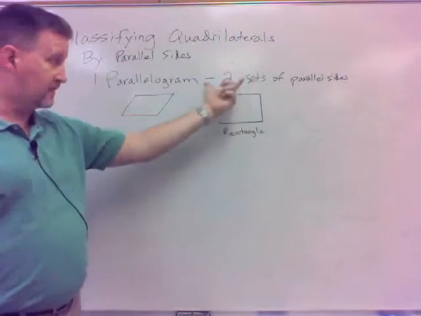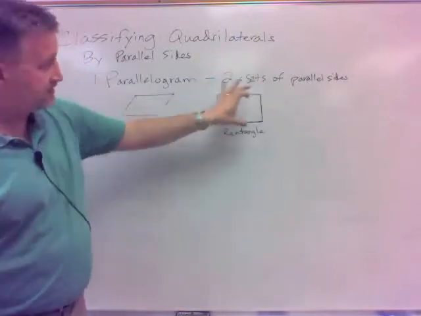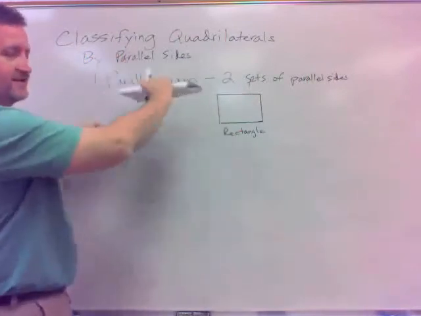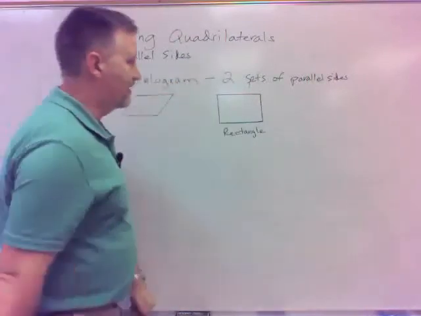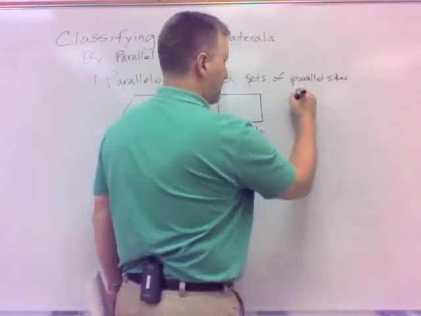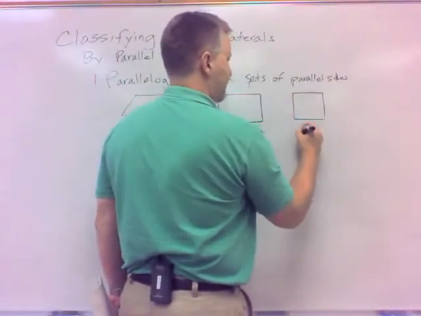Parallel meaning they don't intersect. If you extend them, this and this intersect. So parallelograms don't necessarily have to have that slant to them. Can be squared off like that. Well, if that's a parallelogram, isn't this one too? The square?